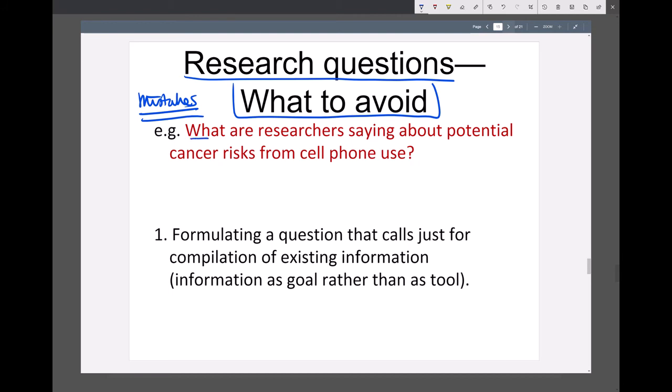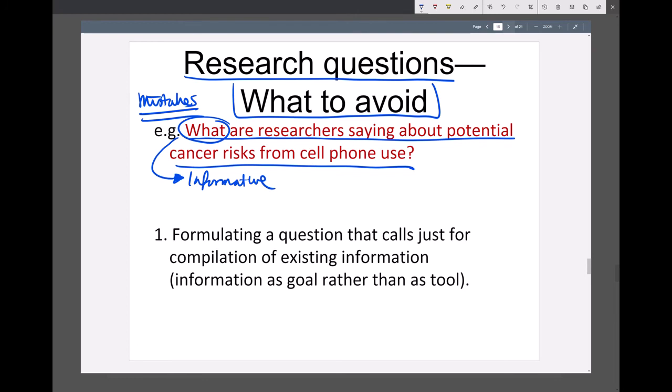So for example, here's a question. What are researchers saying about the potential cancer risk from cell phone use? So here's a what question. So this type of question, if you thought it's an informative type of question, that's correct. But informative questions are not argumentative questions. You want to find a why question.